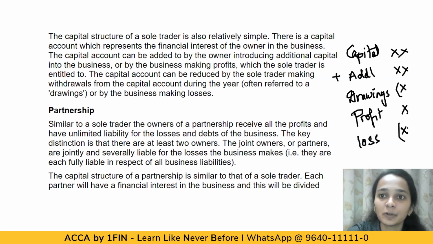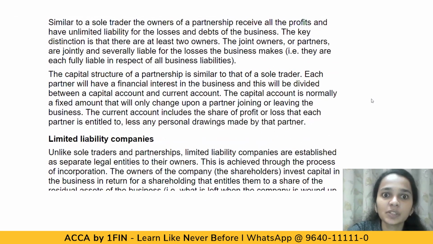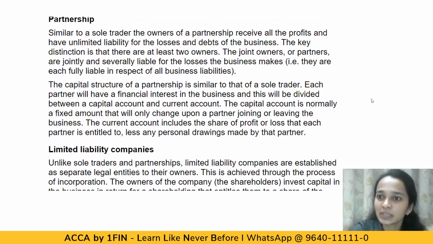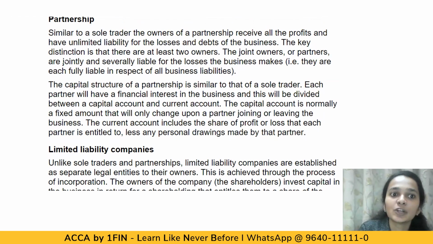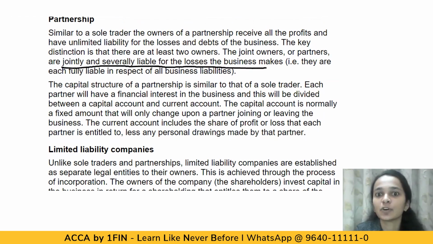Now let's talk about partnership. So partnership is similar to sole traders. It's just that the number of people here are two or more. There has to be at least two owners in case of partnership. So they jointly own the business and they are jointly and severally liable for the losses of the business. Jointly and severally basically means jointly as well as individually liable for the losses which the business is making.